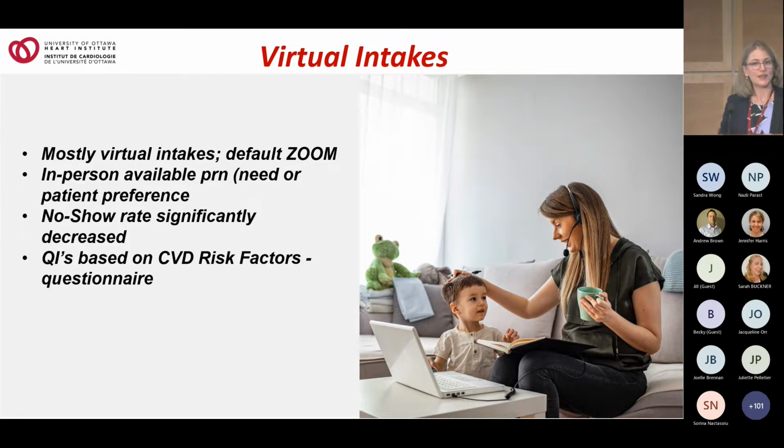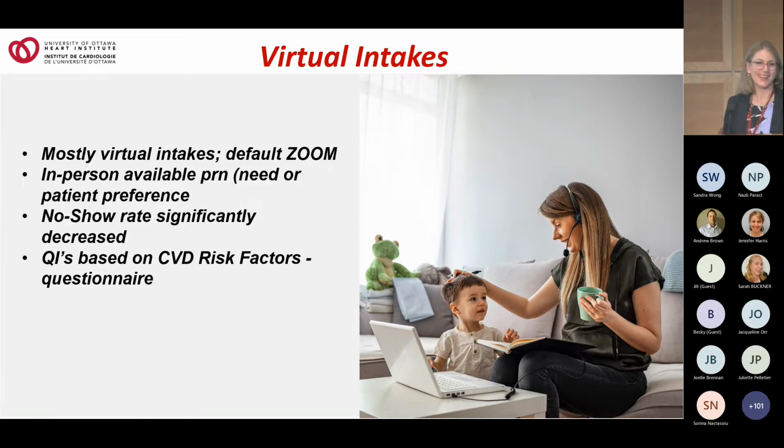And this is an area that we've decided to keep the virtual component because the patients really love it and it works very well for workflow and the staff as well. So we definitely have in-person intakes available for any patient who requests it and any patient that we feel is the most appropriate way to do that intake. And that's for sure people with hearing impairments or language barriers, but it could also be for any other reason at the patient request or provider request.